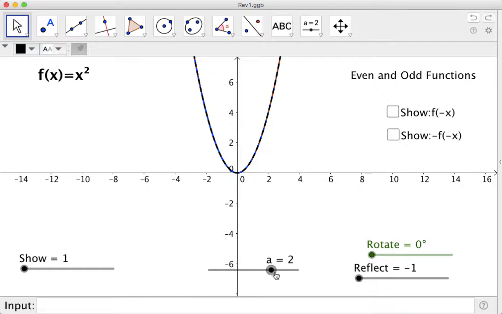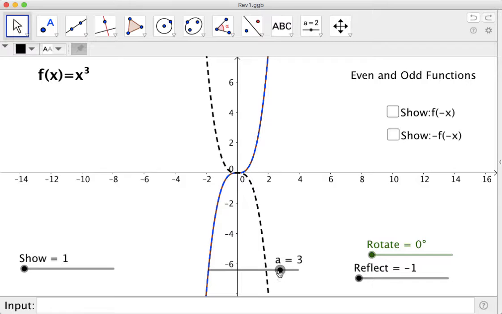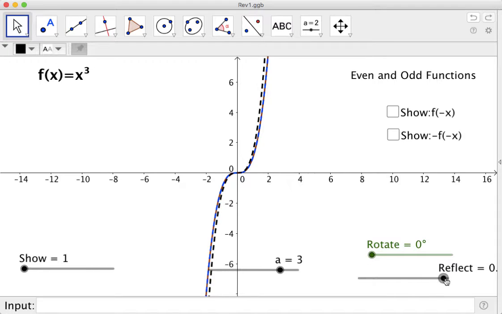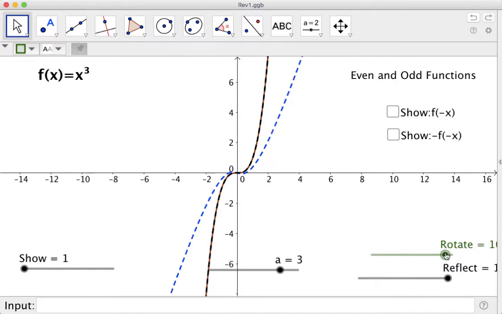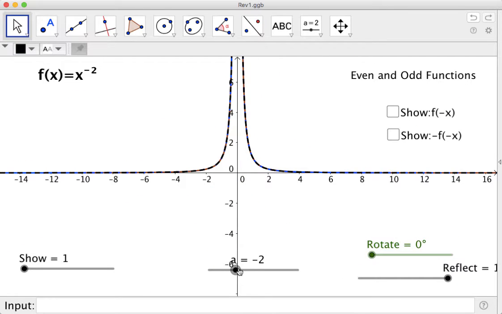So we can see that as the exponent changes from even to odd, when we look at the reflection, when they're even, it reflects onto itself. When the exponent is odd, it does not reflect onto itself. However, when it's odd, it does rotate onto itself. And this is true even when the exponent is negative.